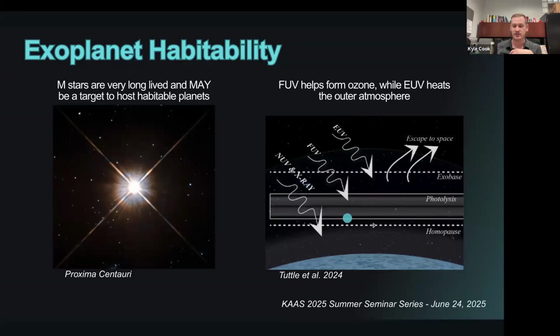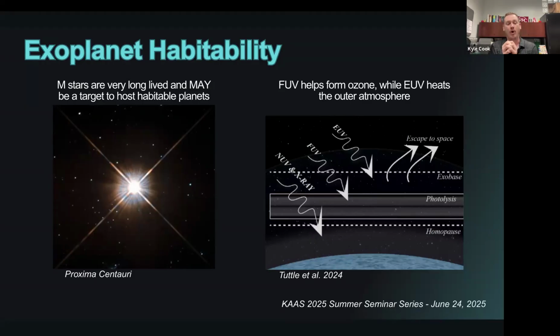It's the near UV and your UVC ranges that actually do a more effective job of breaking the O3 itself. So basically, near UV is helping break down your ozone. Your far UV is actually helping form it by breaking the molecular oxygen down and making free oxygen to bond. So all this to say, the question here becomes, what is actually the UV environment of M stars?